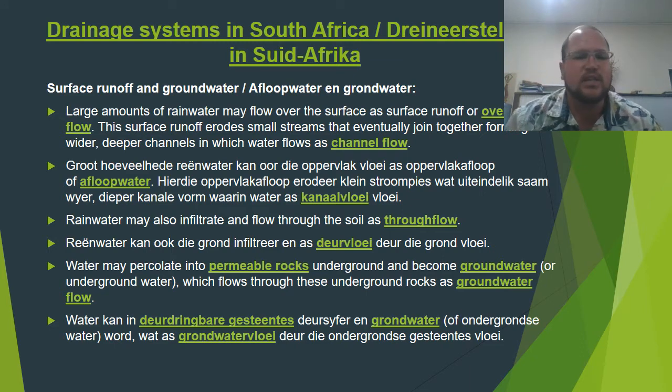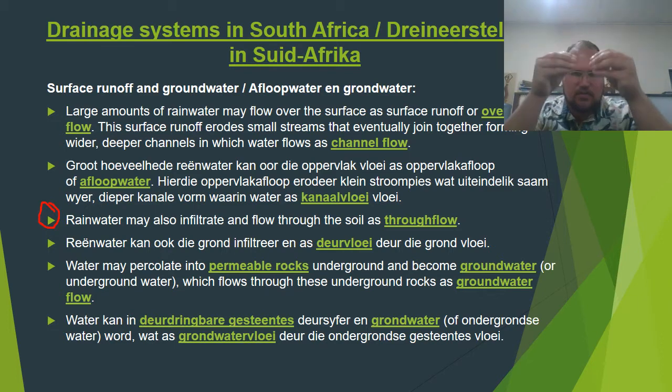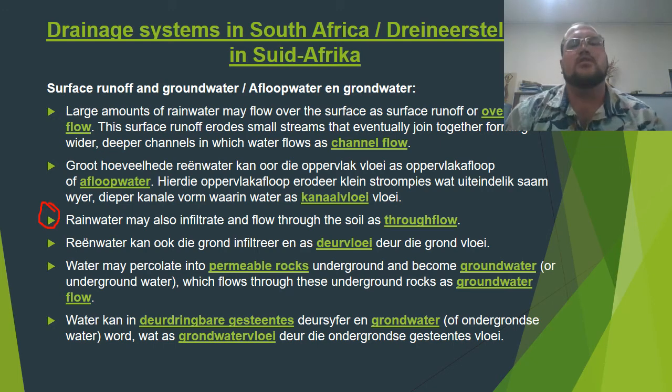Then we also get something that's called through flow, doorvloei in other words. It is water that infiltrated the earth's surface, the ground, and now it's flowing through the ground particles underneath the ground. Water may percolate into permeable rock.